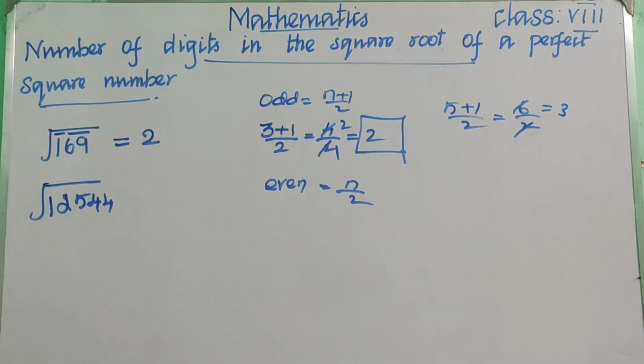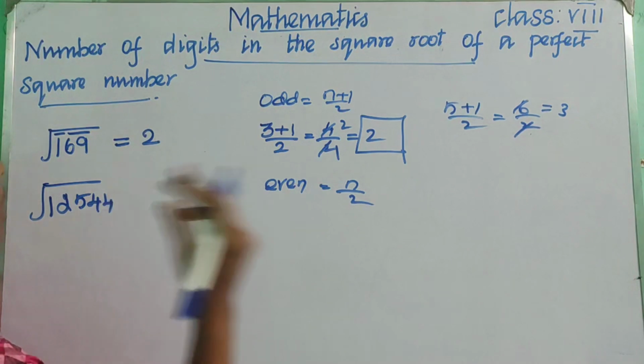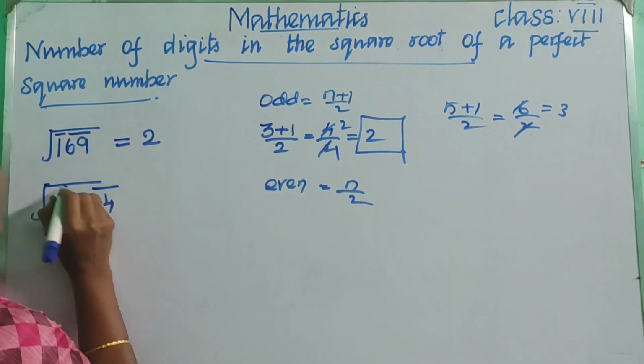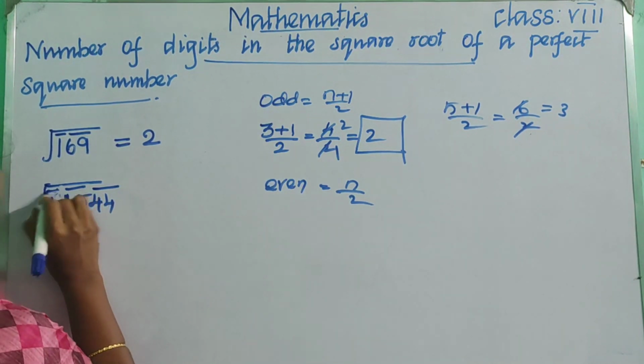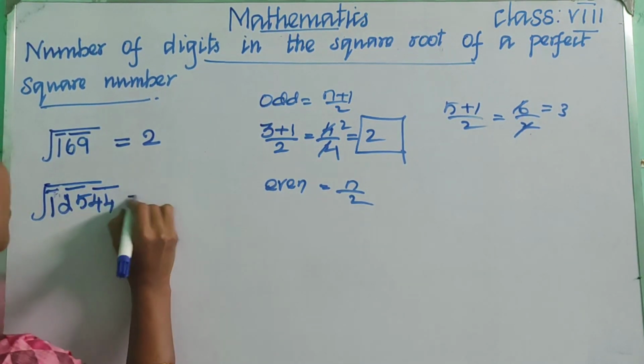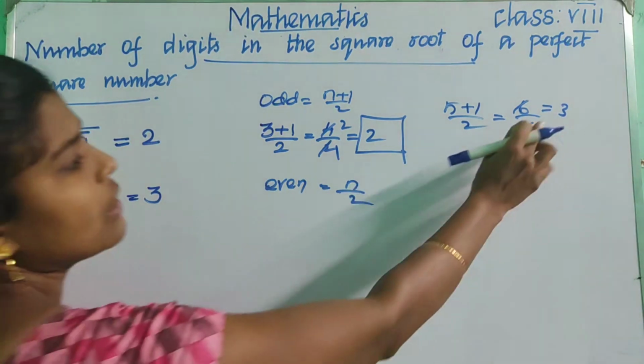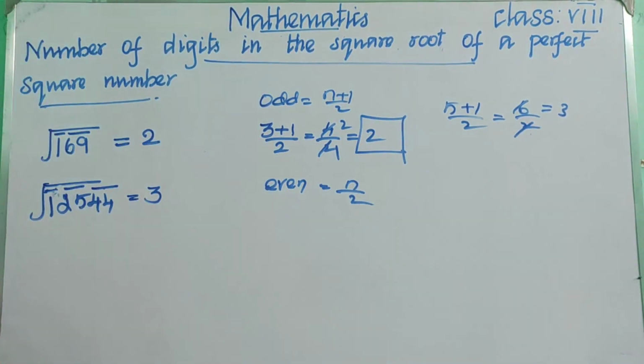Okay, let us check by putting the bar. So now count from right to left. 2, now 2 and then 1. So how many bars are there? 1, 2, 3. So 3 digits. Here while applying the formula also we got 3.